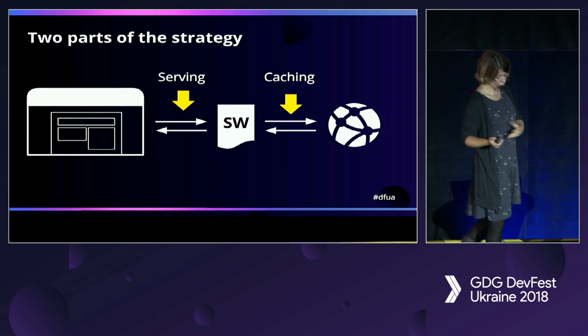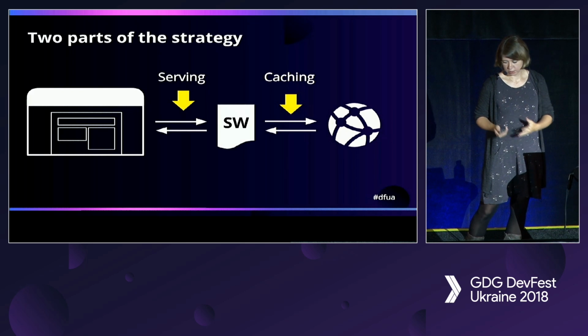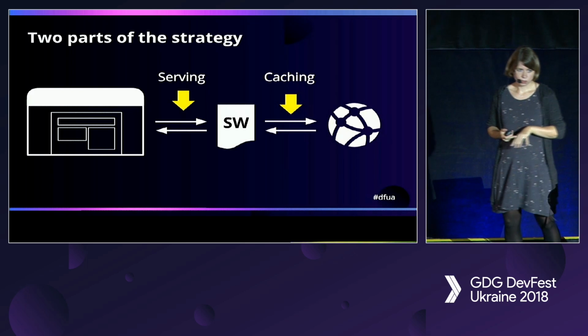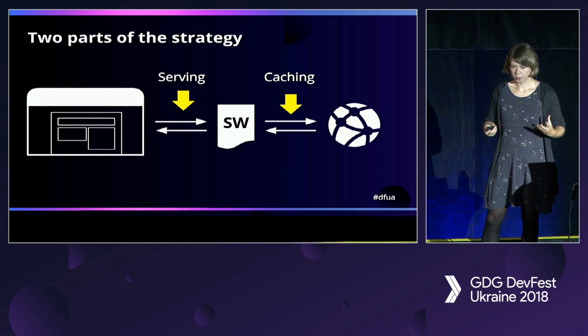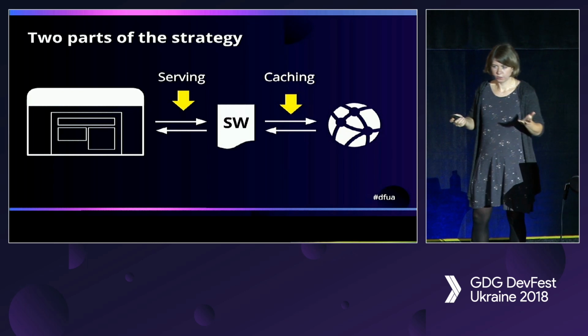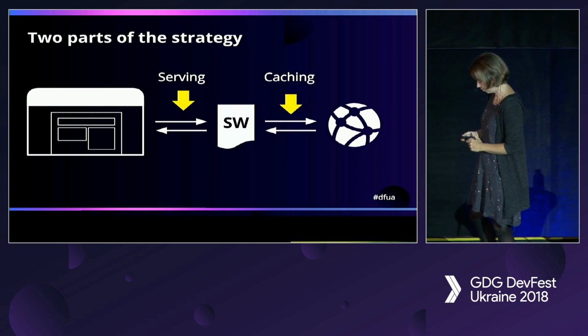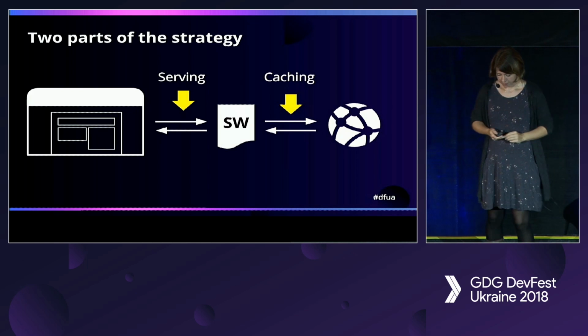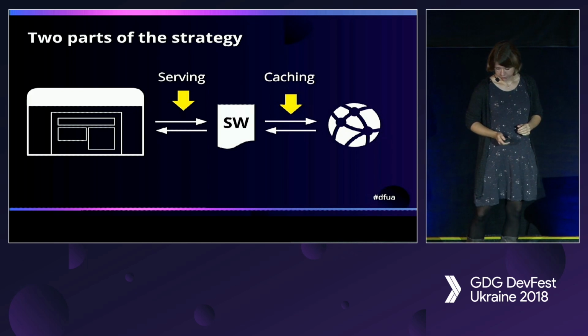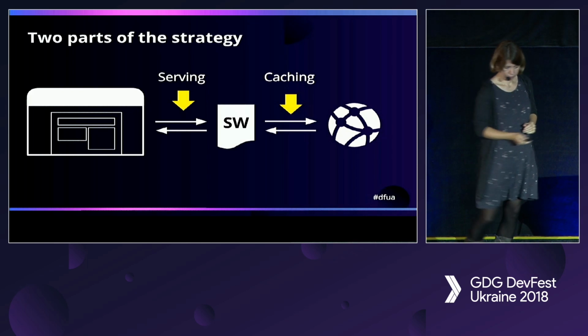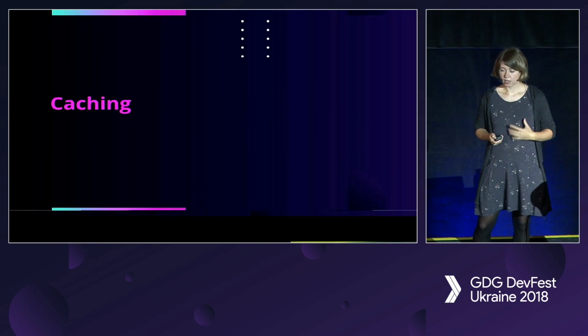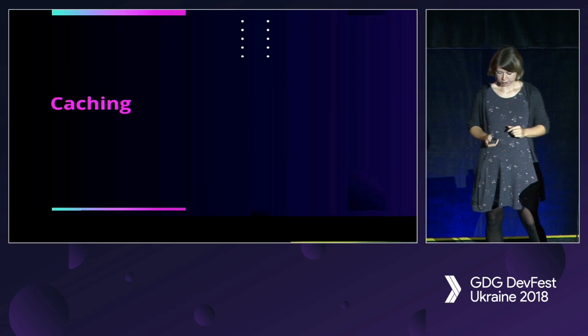The one that talks to the network is the caching part, and the one that talks to the web page is the serving part. And those keywords are kind of arbitrary. That's how I call them, but you're free to call them any other name that you want. So let's start with the caching part.